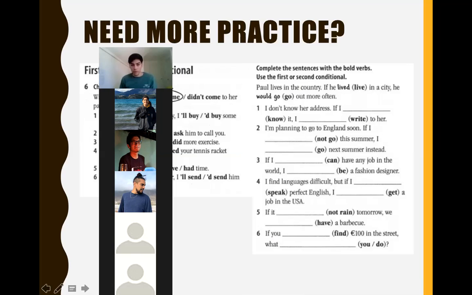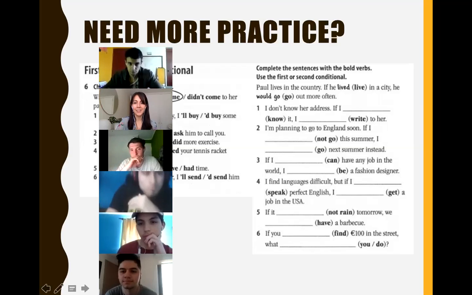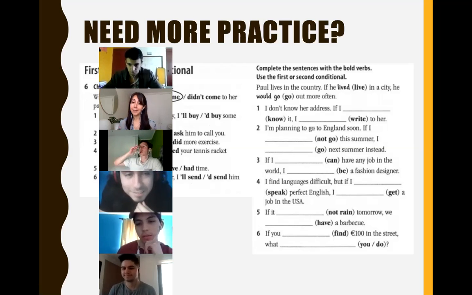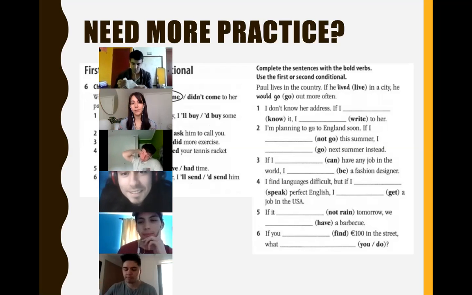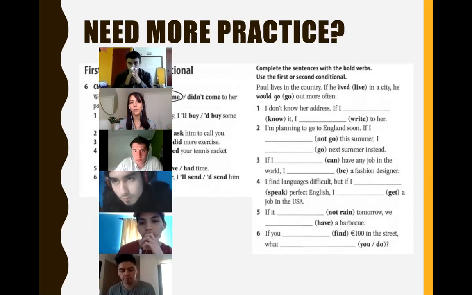Exercise 4 says complete the sentences with the bold verbs. Use the first or the second conditional. So now we have to choose, okay? Example: Paul lives in the country. If he lived in a city, he would go out more often. Matías, are you there? Matías Ortiz? I'm sorry that there are two Matíases. Okay, Matías, how are you today? Fine. Okay. Good. So read sentence number 1 alone. Take your time, decide if it's the first or the second, and then you give us the answer.